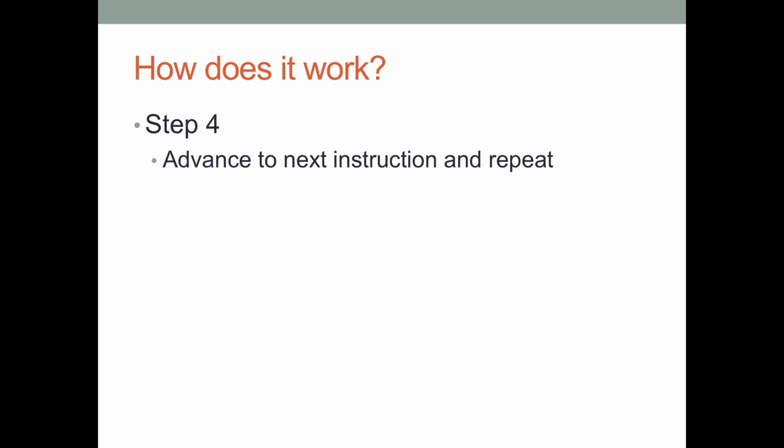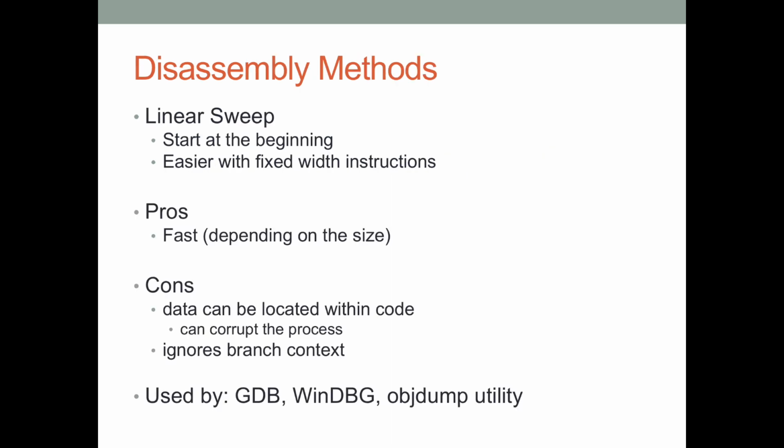Okay, and now it advances to the next instruction, and it repeats. It just continues to repeat that process over and over. There are 2 disassembly methods, and it's generally just good to understand which methods are being used based off of what tools you're using. You can see here at the very bottom of the slide that for this linear sweep method that we're about to talk about, GDB, WinDebug, and the object dump utility use those. Hopefully you used GDB in 314, or at least got to see it a little bit. We'll be using predominantly WinDebug through this course. A little bit different. And then the other method, which is recursive sweep. And we'll talk about that here in a moment.